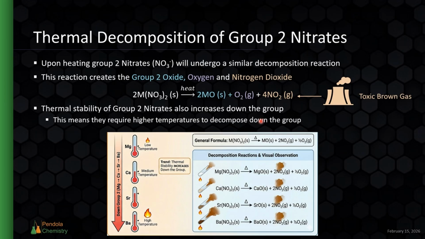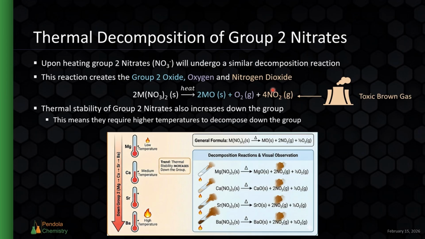So that's the decomposition of both group 2 nitrates and carbonates. It's very similar. The trend in thermal stability is the same. As we go down, they require higher and higher temperatures to break down because they're more thermally stable. You do not need to know why this happens. We will go into why they become more thermally stable in A-level chemistry in chapter 19. But for AICE chemistry, you just need to know the trend, not why the trend happens.